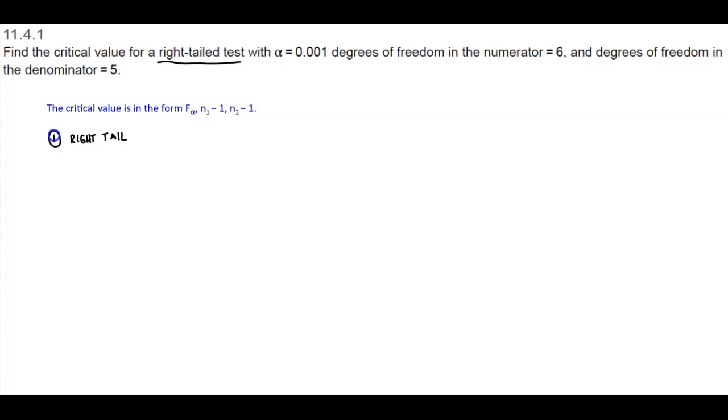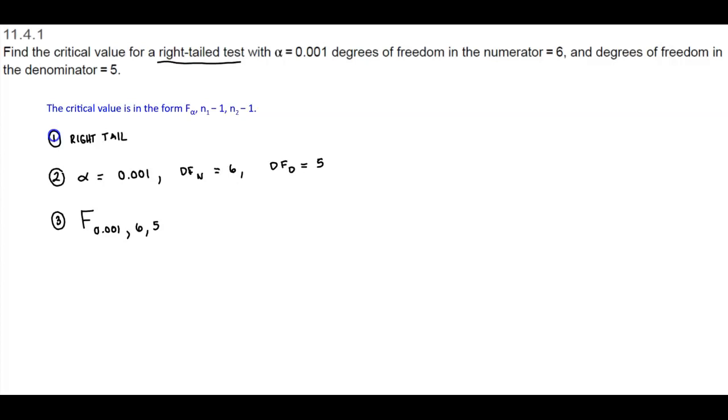And then what do we know about alpha? Well, we know that alpha is equal to 0.001. We know the degrees of freedom in the numerator is equal to 6, and the degrees of freedom in the denominator is equal to 5. So what we're looking for is F with alpha 0.001, numerator degrees of freedom 6, and denominator degrees of freedom 5.